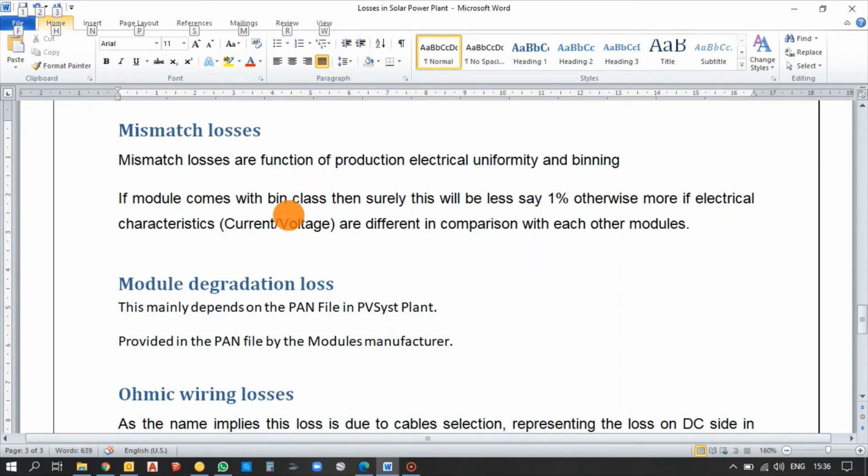These losses can be avoided when you select modules from the same bin class. When you select modules from the same bin class, they will perform with the same voltage and current characteristics. You will not have much difference in the modules' performance. And next thing is the module degradation losses.